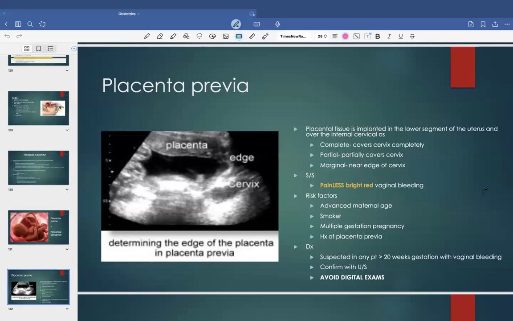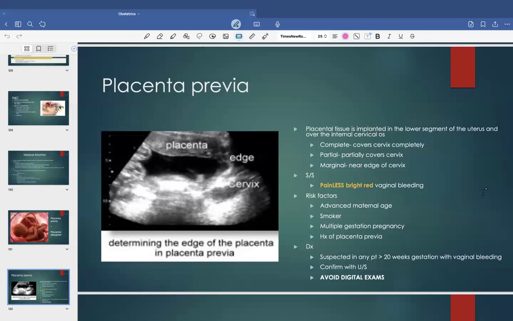Abortions, spontaneous, threatened, missed, inevitable, incomplete, complete, before 20 weeks. Placenta previa, third trimester, after 20 weeks. Any patient with bleeding after 20 weeks, you need to be thinking about placenta previa. You want to confirm this with ultrasound. It's going to show you where the placenta is sitting.